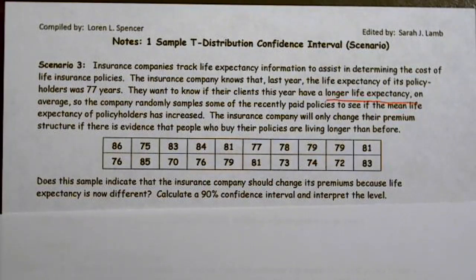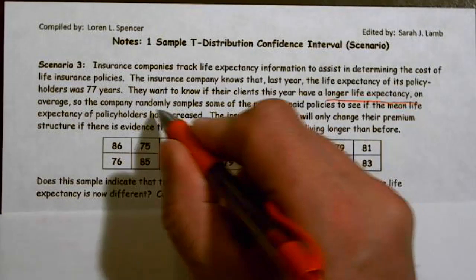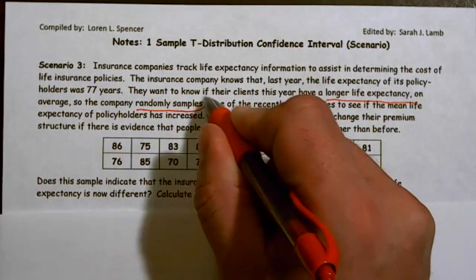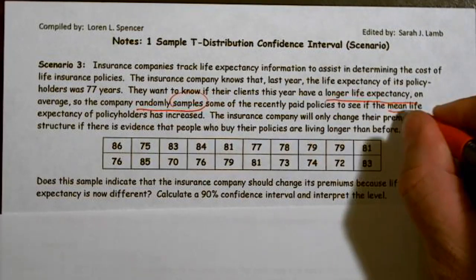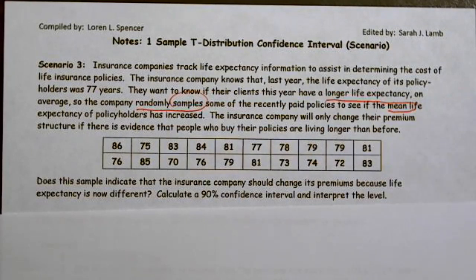So the company randomly samples, and that's nice to know, a random sample, because remember your data is no good unless it's randomly selected, or might not be good if it's not randomly selected. Some of the recently paid policies to see if the mean, in other words, we're looking for an average, the life expectancy of the policyholders has increased. The insurance company will only change their premium structure if there's evidence that people who buy their policies are living longer than before.